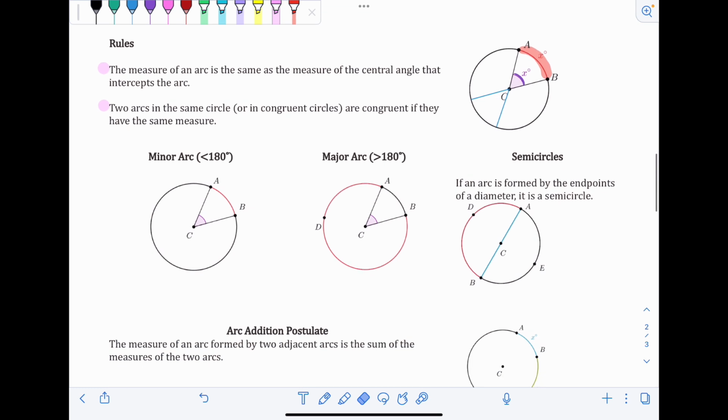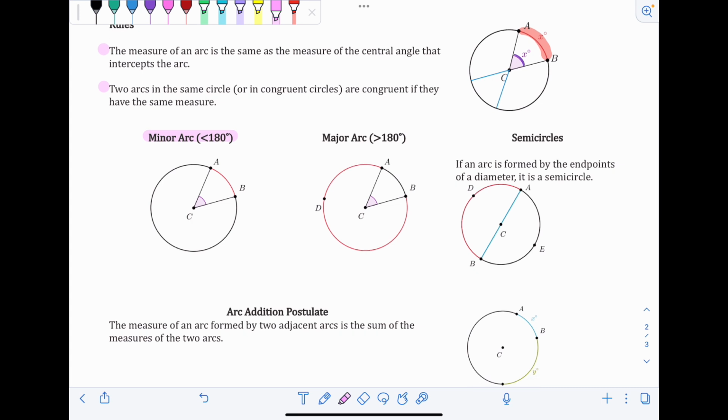Okay, moving down to specific types of arcs. So there's a minor arc, those are the main ones, and those are arcs that are less than 180 degrees, so less than halfway around the circle. And minor arcs are kind of like the assumed ones. So for this one, it would be arc AB, and you wouldn't have to describe it as anything other than arc AB. Whereas with a major arc, that's not really the assumed one, and you have to describe it a little bit more specifically. So a major arc is something that's over 180 degrees, which just means it's over halfway around the circle.